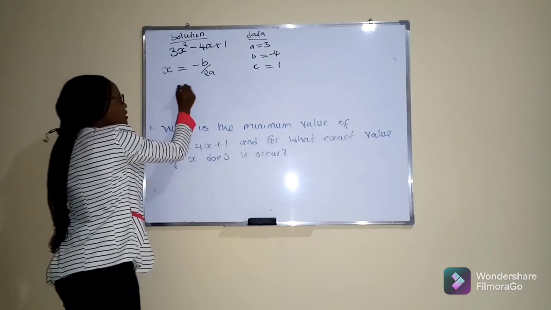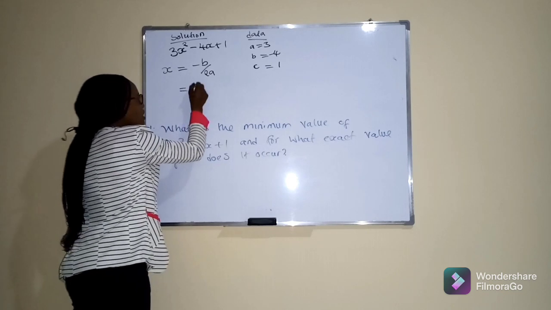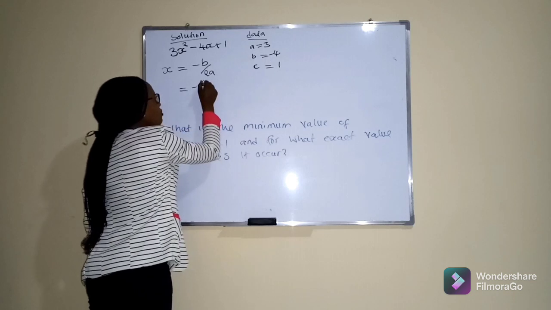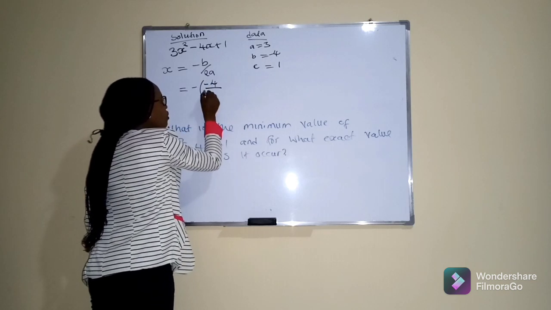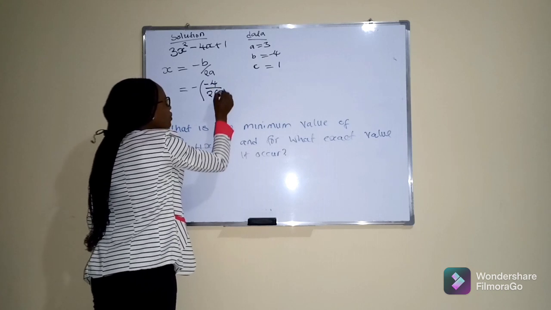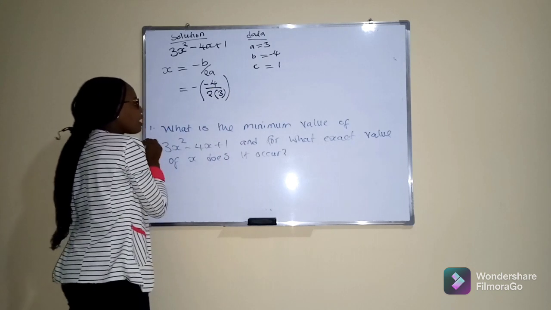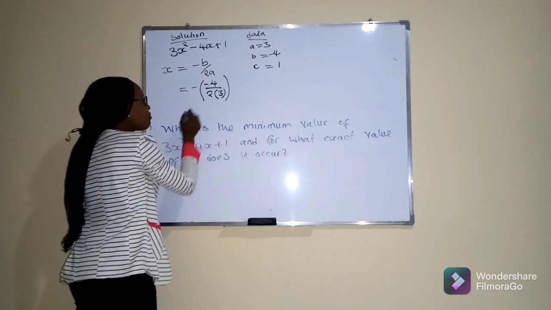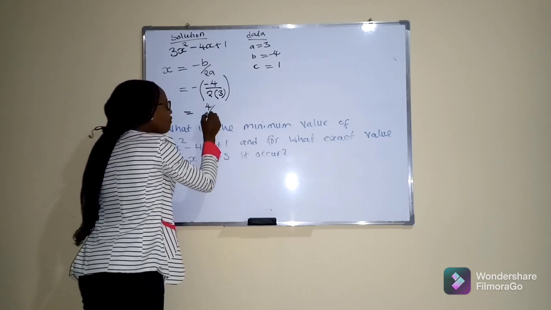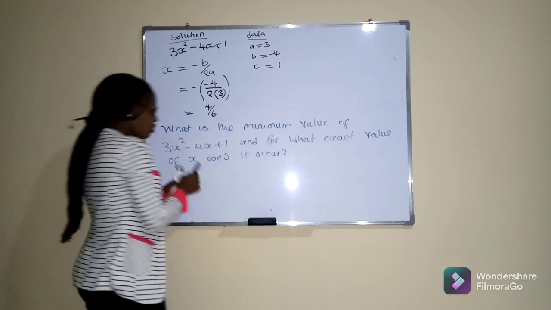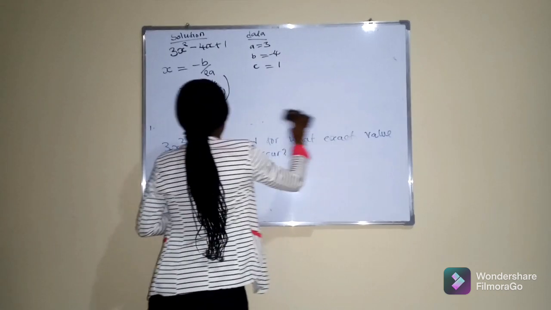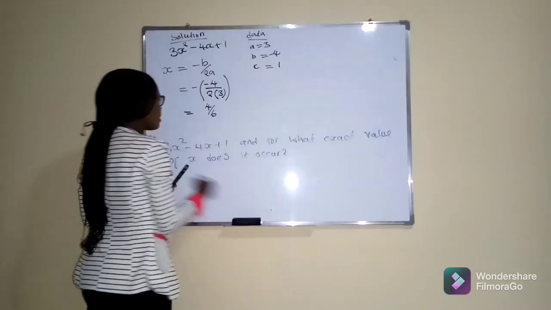Since we have that, now we can substitute. This negative affects everything. Then b is negative 4, over 2 multiplied by 3. When we multiply this negative and the negative, this is going to give us 4 over 6. We're also going to wrap part of the question so that we can write the answer properly.